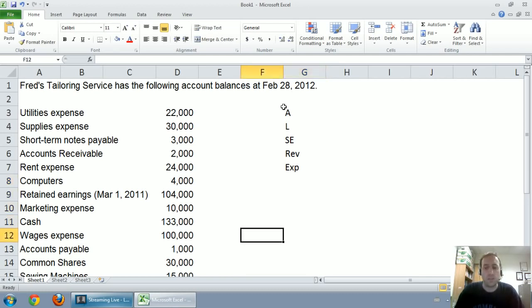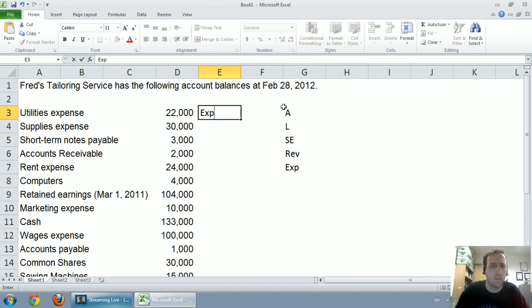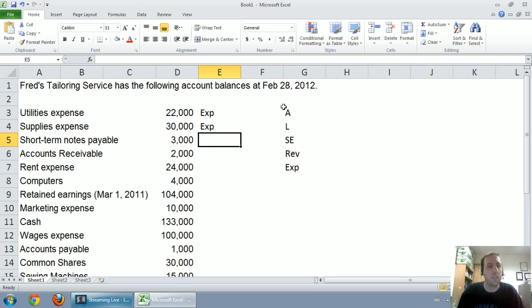So let's start with utilities. Well, it says utilities expense. That's kind of a dead giveaway, but we know utilities are a cost of doing business, and that's, of course, an expense. Supplies expense. Well, supplies can often be an asset, so it's a good thing they noted that it was indeed an expense. By the way, now might be a good time to pause the video and for you to go through each of these on your own.